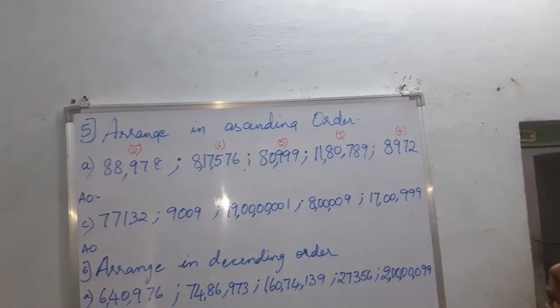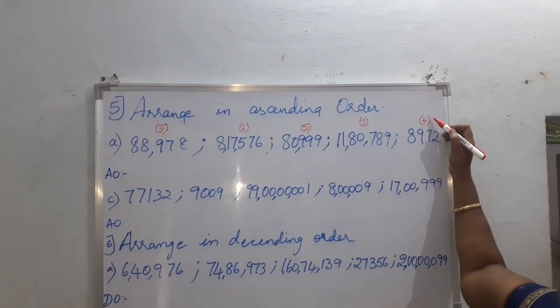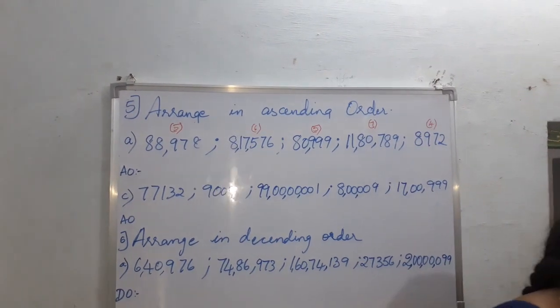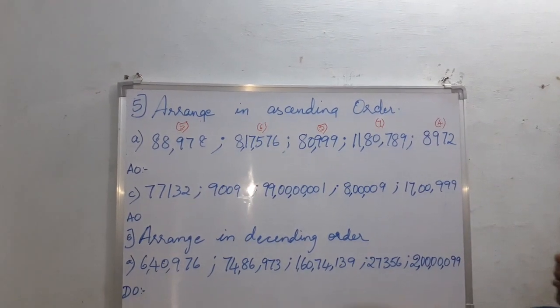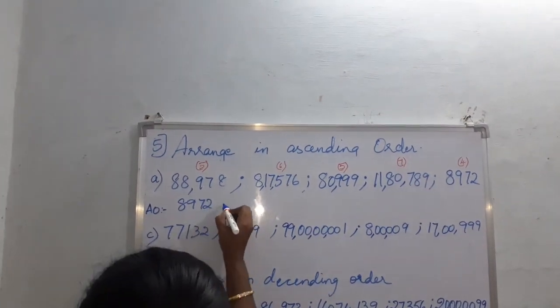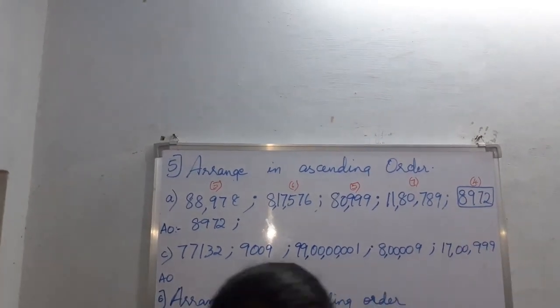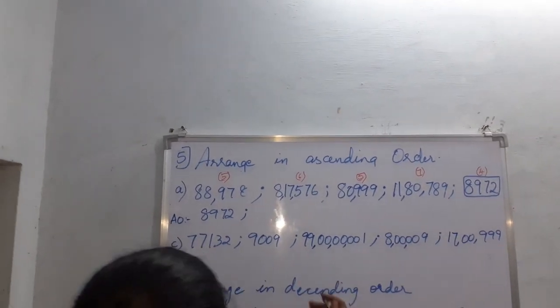4-digit number. Now, from all these digits, 4 is the smallest. So we have to write that first. 8,972 is the smallest. After finishing, just circle it so that you won't get confused. Again, you won't write that number.